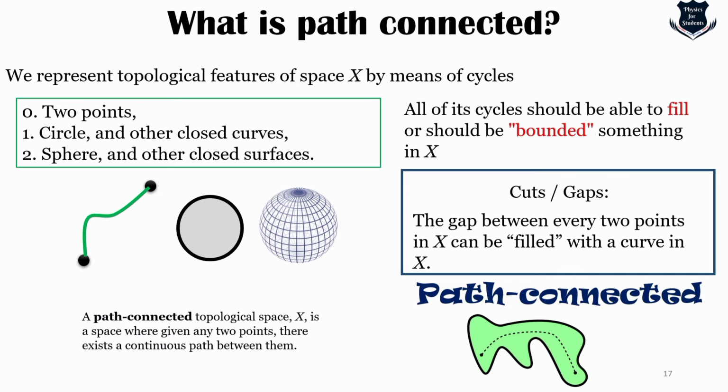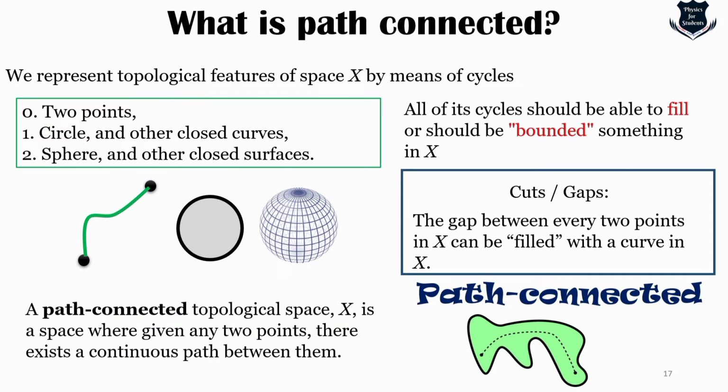Here is how it shows. A path connected topological space X is a space, just imagine it, where given any 2 points, there exists a continuous path between them. So this is what is called path connected. If you're given 2 points, they are just connected by a path. There is something which is called simply connected, but we will talk about it later. So the gap between every 2 points in a space X can be filled with a curve in X. You can see right at the bottom, there is a different kind of shape.